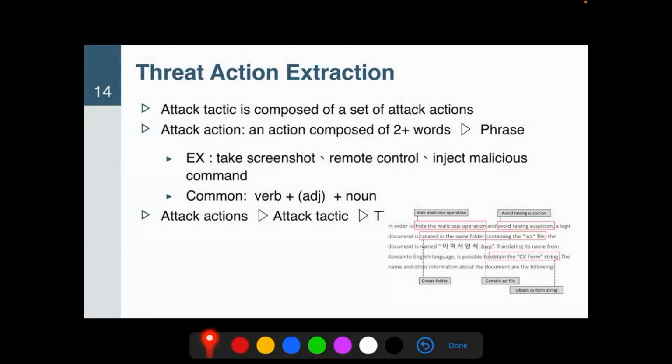Threat tactics, which we sometimes call threat actions, are composed of a set of attack actions. An attack action is likewise composed of at least two words, like a verb plus noun, for example take screenshot, remote control. It consists of a phrase of two words instead of one word. So the common formula is verb plus noun. So for threat attack actions, this means we can extract the attack tactics.